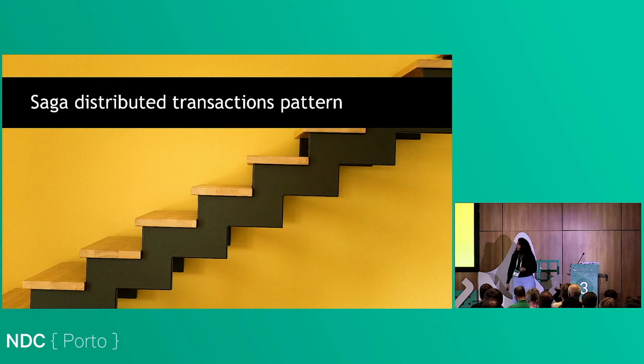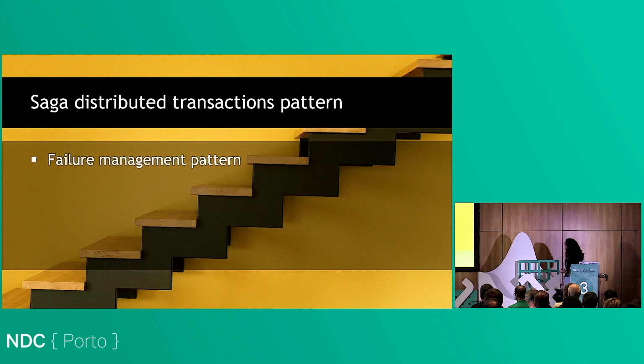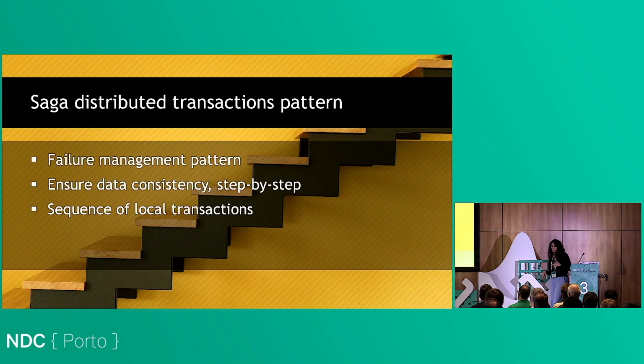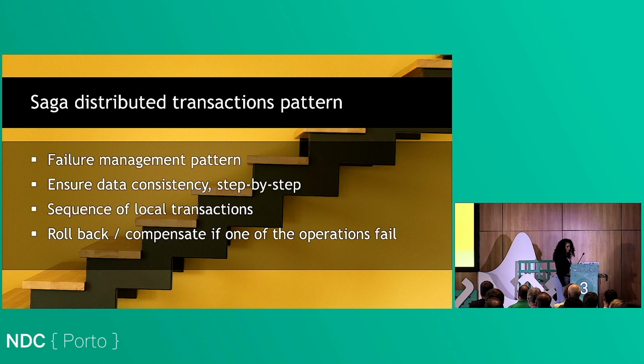And that brings me to the Saga distributed transactions pattern. Now, this is basically a failure management pattern that is going to use a sequence of local transactions to be able to ensure data consistency on a step-by-step basis. What we're basically going to do is send a message to store some information to this type of infrastructure, and if that succeeds, we'll send off the message for the next type of infrastructure, and then if something fails, we'll also roll back at the end.